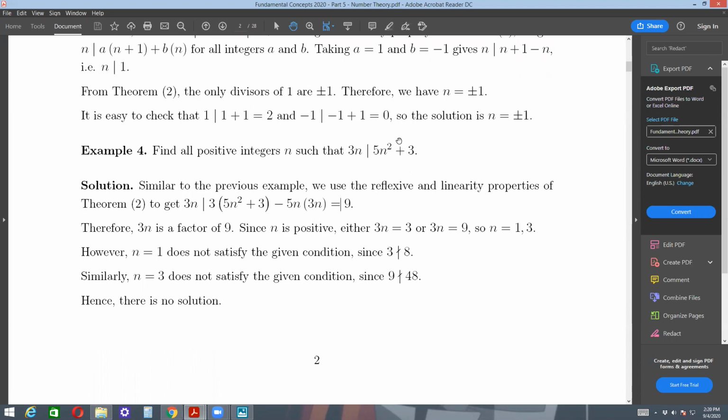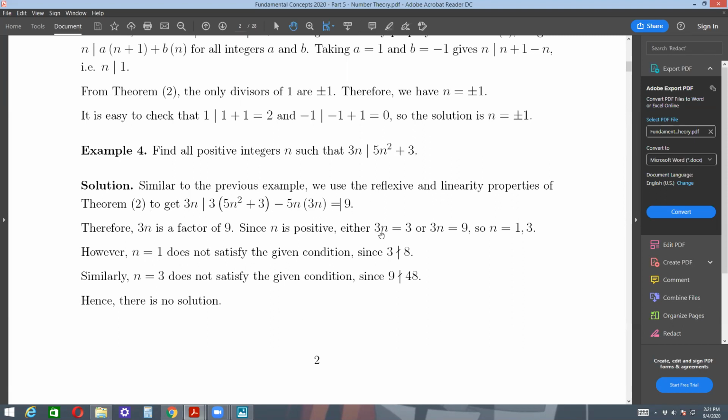Again, the idea here is to get rid of any unknowns I have inside it on the right-hand side. Because if I get rid of the unknowns, I'll be left with a number. And then I could just consider the divisors of that number. So if I do this, I multiply this by 3 and I multiply this by 5n. When I subtract, it will cancel and I'll be left with 9.